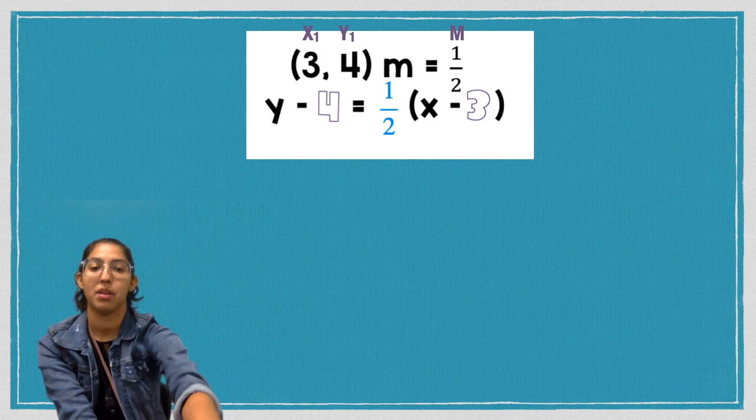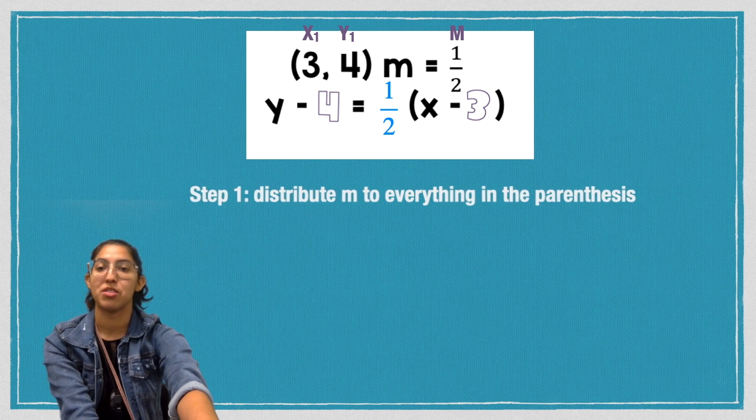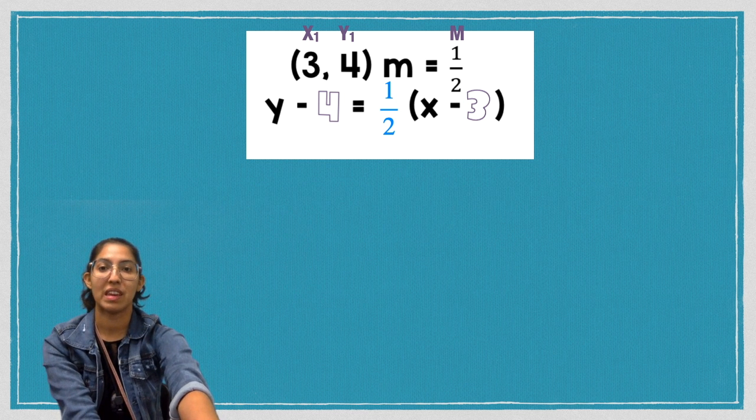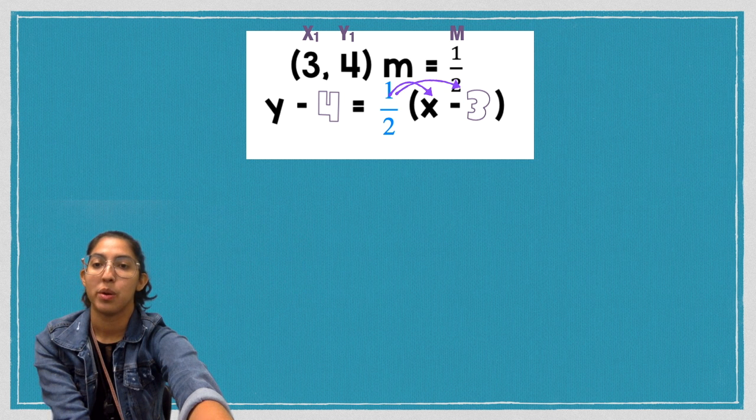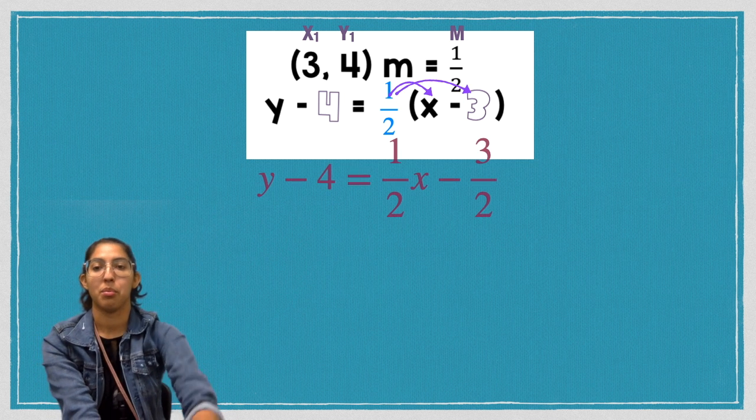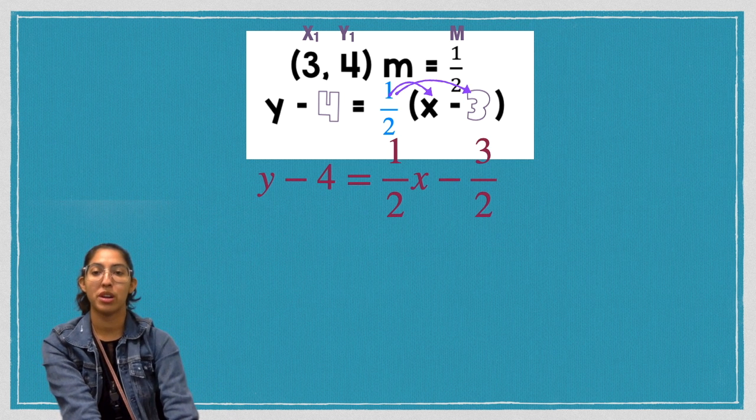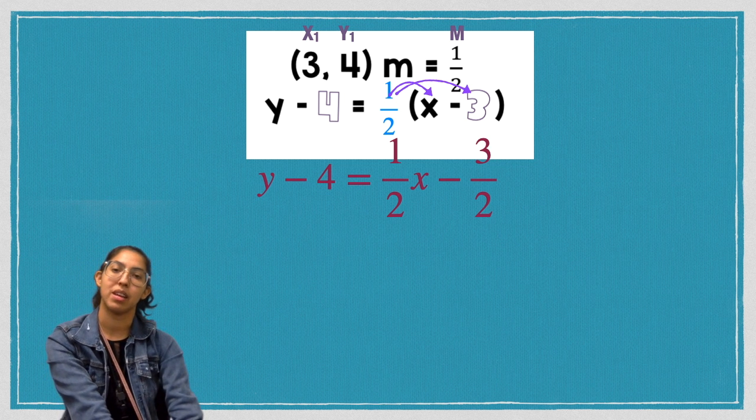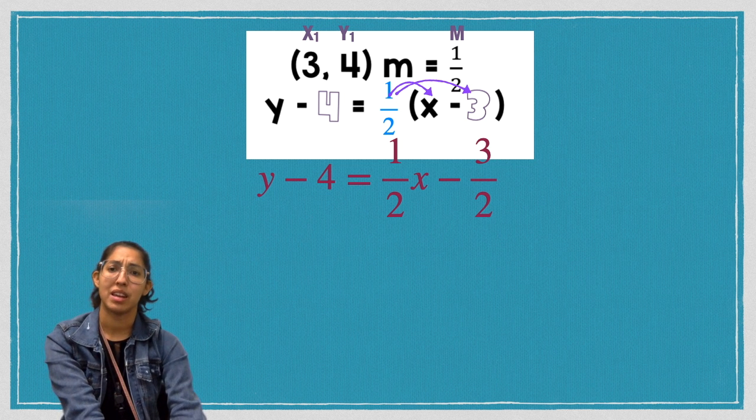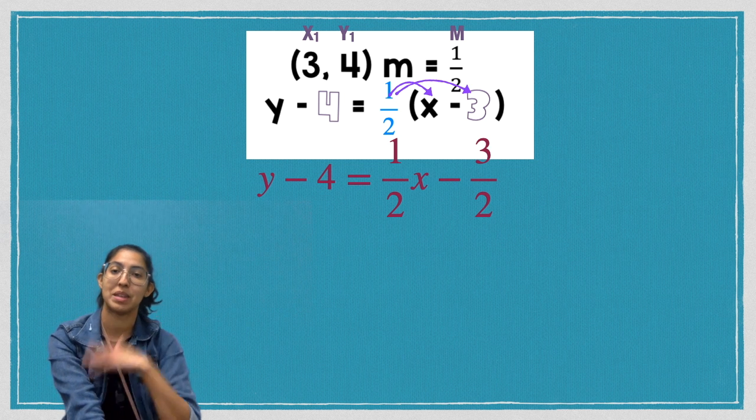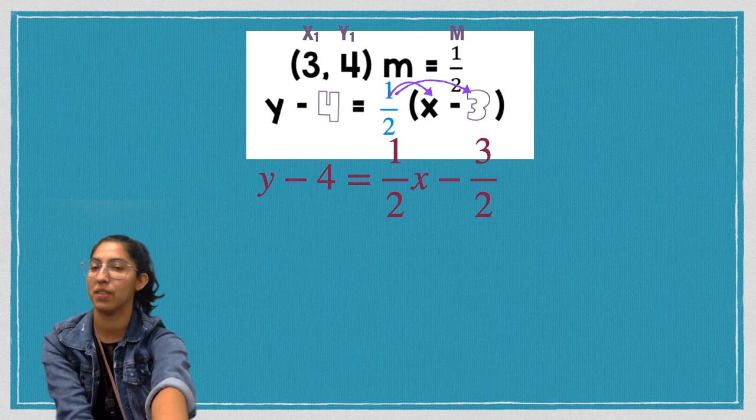So first step is going to be just distribute m to everything inside the parentheses. So 1/2 to the x, 1/2 to -3, we end up with y minus 4 equals 1/2 x minus 3/2. Don't change anything to decimals. Leave everything as fractions. We like a clean look, and fractions are a little more clean.